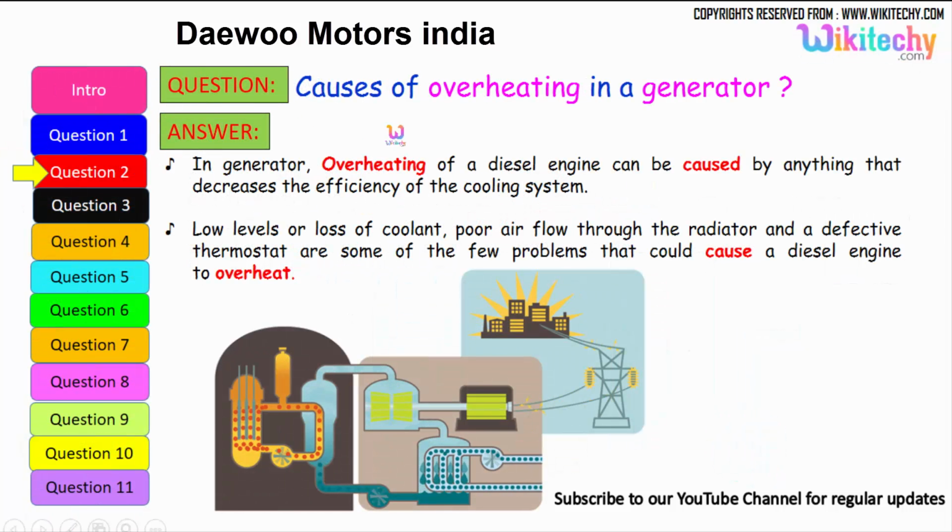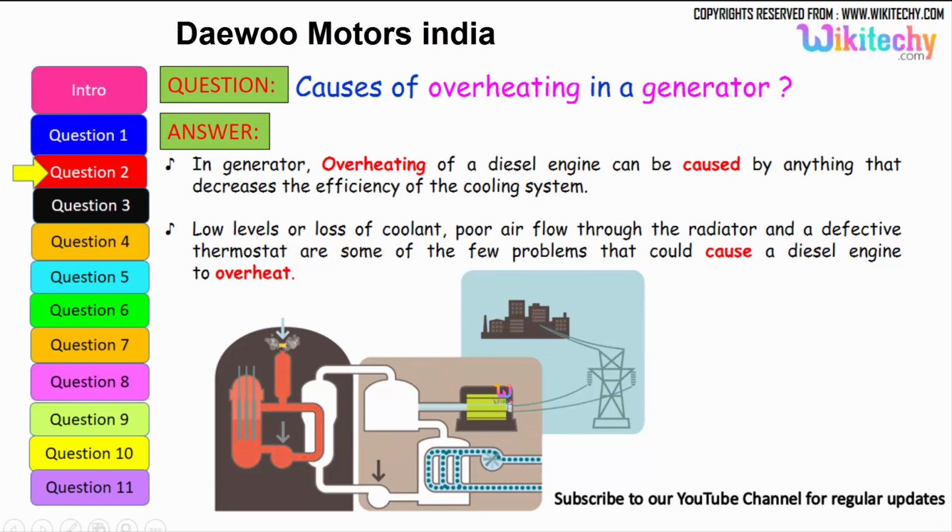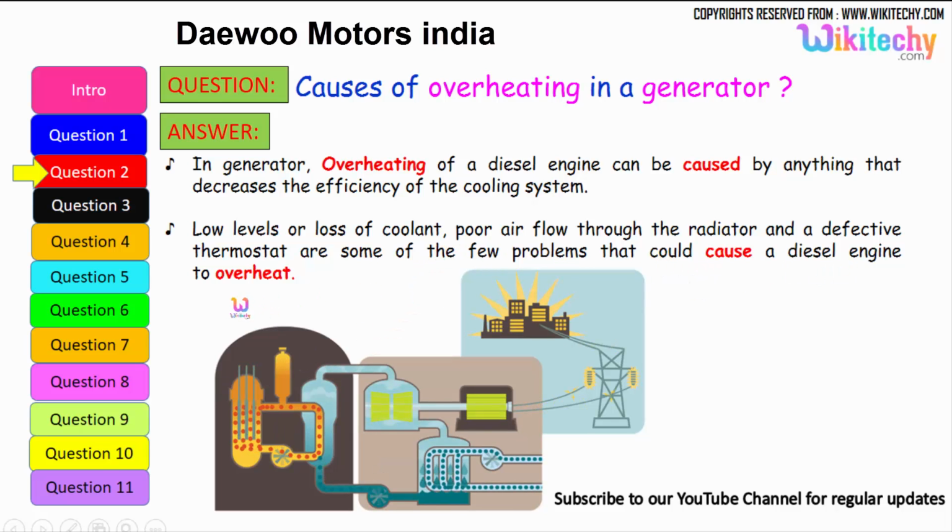Let's move on to the next question, causes of overheating in a generator. In a generator, overheating of a diesel engine can be caused by anything that decreases the efficiency of the cooling system. It can be due to the loss of coolant or low levels of coolant, poor airflow through the radiators, or a defective thermostat, which are some of the problems that could cause a diesel engine or a generator to overheat.